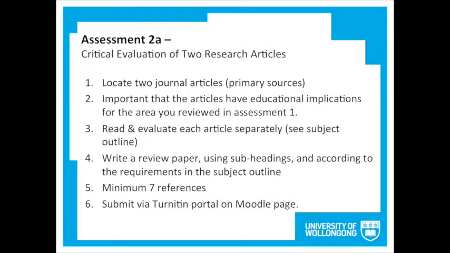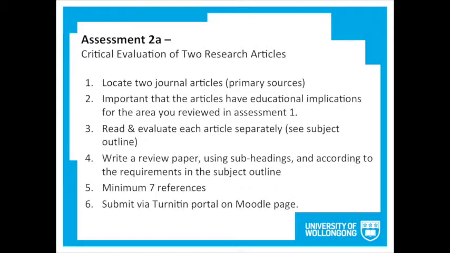You then write a review paper. So it'll be structured using subheadings throughout. Really important that you use those subheadings to organise. And according to the subject outline, again, there's a minimum of 7 references here. So obviously you'll use the 2 papers. You'll also use research methods textbooks, such as your textbook, but also other ones, such as those available in the library, as well as other journal articles to comment on the methodology and design decisions, as well as to write the small background section, literature review style section, or possibly the educational implications section. And you'll submit this in via the Turnitin portal on the Moodle page.